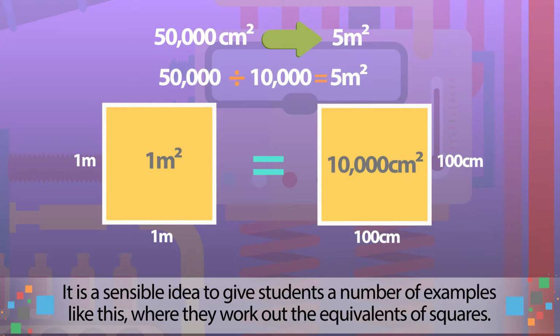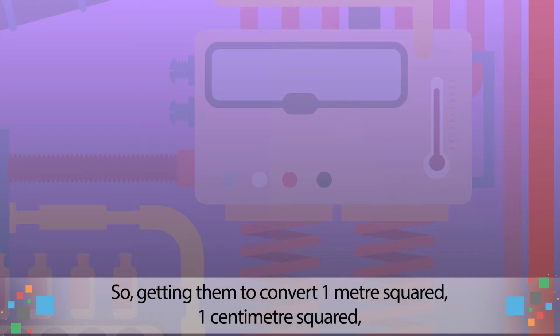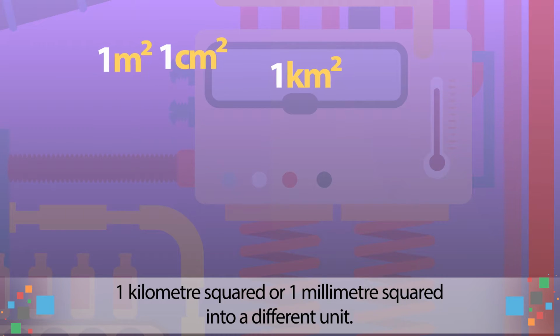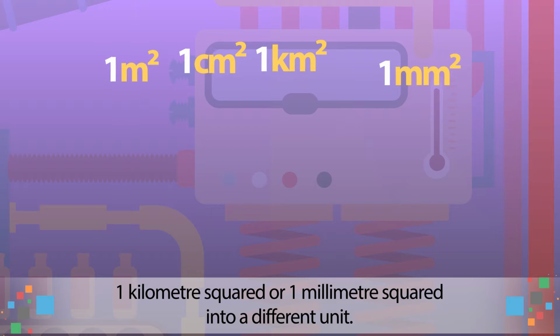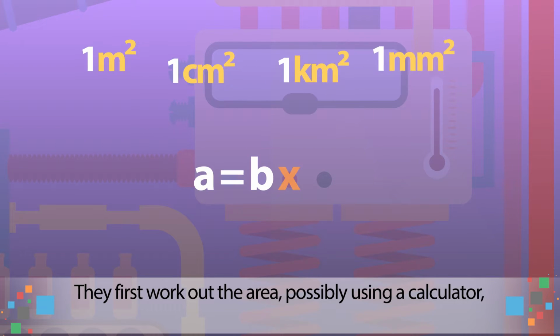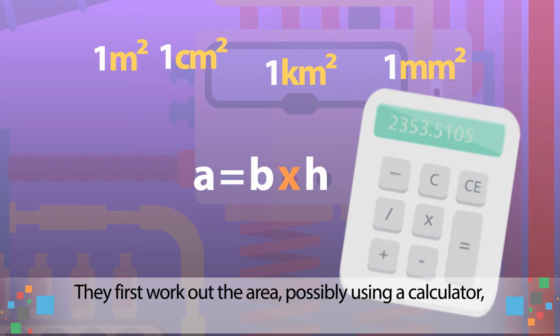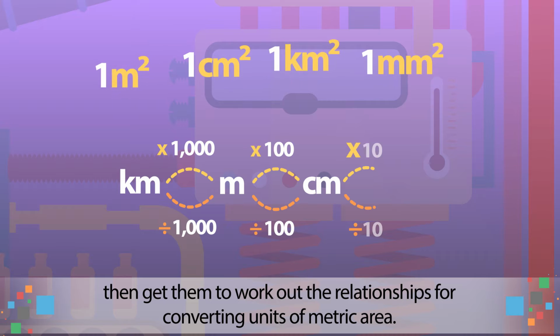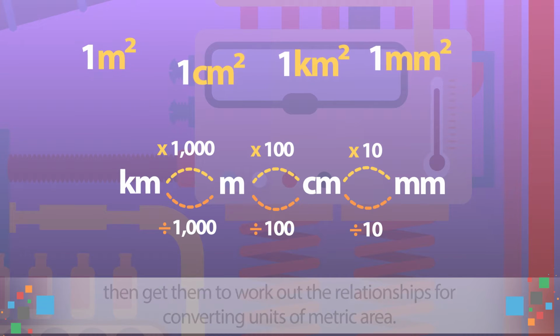It is a sensible idea to give students a number of examples like this, where they work out the equivalence of squares. So, getting them to convert 1 metre squared, 1 centimetre squared, 1 kilometre squared, or 1 millimetre squared into a different unit. They first work out the area, possibly using a calculator. Then, get them to work out the relationships for converting units of metric area.